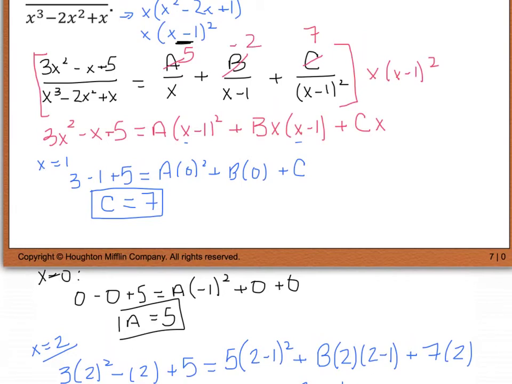So I end up with 5 divided by x, plus a negative 2 divided by x minus 1, plus 7 divided by the quantity of x minus 1 squared. And that will conclude this example.